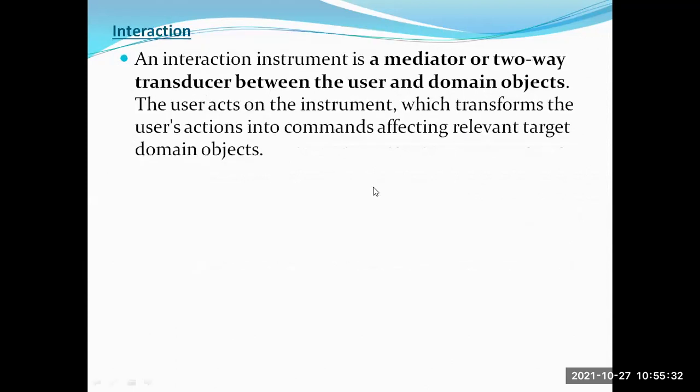Okay, next, another one. What is interaction? An interaction instrument is a mediator or two-way transducer between the user and domain objects. Interaction means you have to use different types of instruments: a speed control motor, different controller valves, different conveyor belts. So the interaction instrument is a mediator or two-way transducer between the user and domain objects.